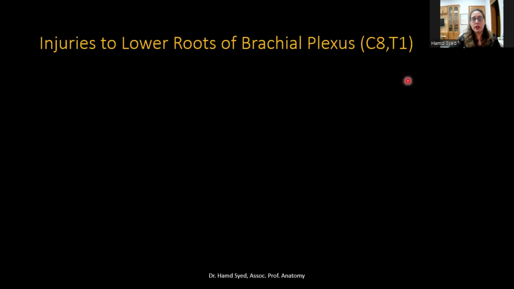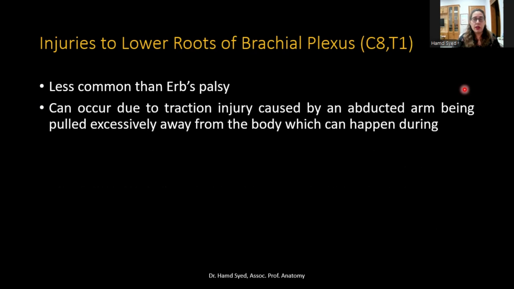Now let's talk about the other sort of injury which can occur, that is the injury to the lower roots of brachial plexus, that is the one which is going to involve the C8-T1 fibers. So in this case, keep in mind this sort of injury is less common as compared to injury to the upper roots. And this sort of injury can be due to a stretch which is caused by the abducted arm being pulled excessively away from the body.